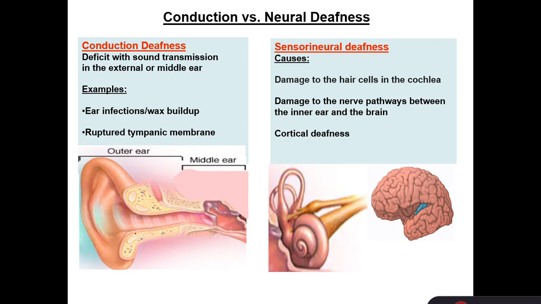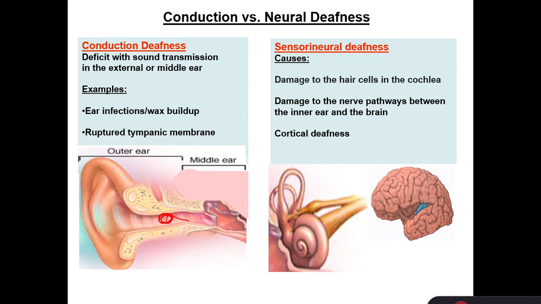It can be due to a cause in the external ear, like wax buildup here, obstructing the sound vibration. It can be due to rupture of the tympanic membrane or infection in the middle ear. So anything that happens in the external and middle ear affecting your hearing is conduction deafness.